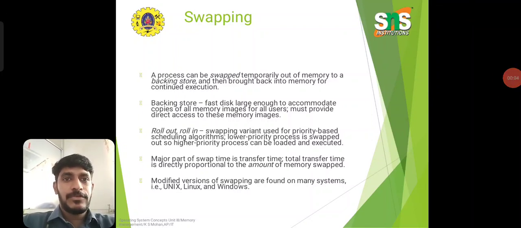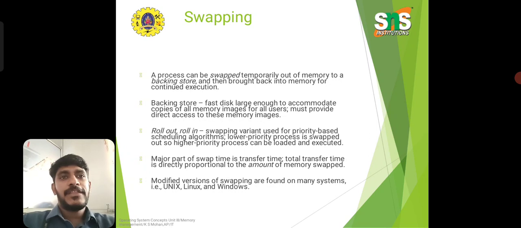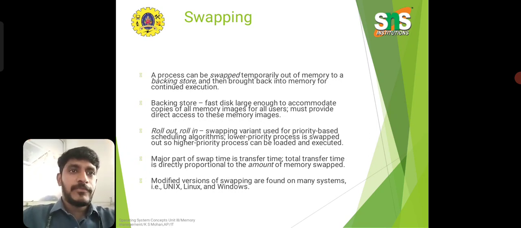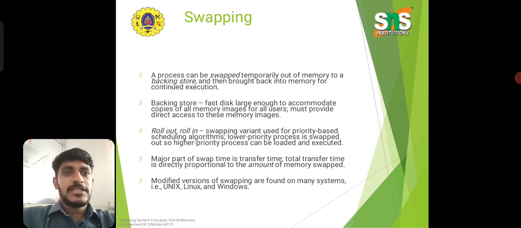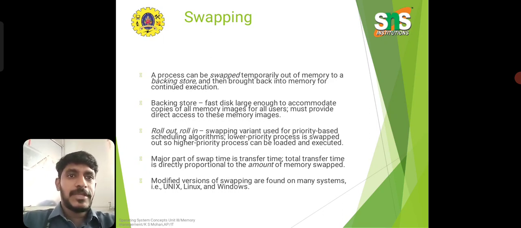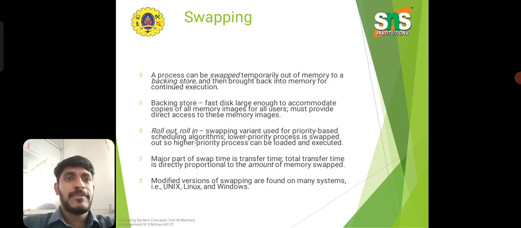In this lecture video, we are talking about the operating system concept swapping. In Unit 3, we have the memory management concepts, and in that, we have the swapping process. Swapping is a process where a process is temporarily swapped out of memory to a backing store and then brought back into memory for continued execution. The backing store is a fast disk, large enough to accommodate copies of all memory images for all users, and it must provide direct access to these memory images.